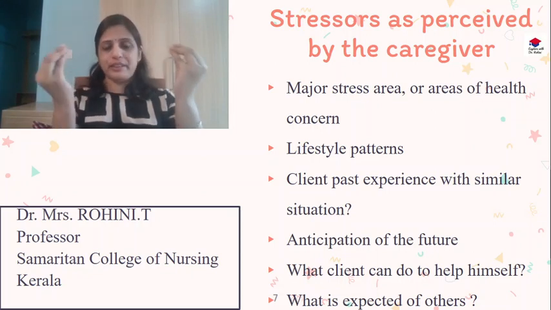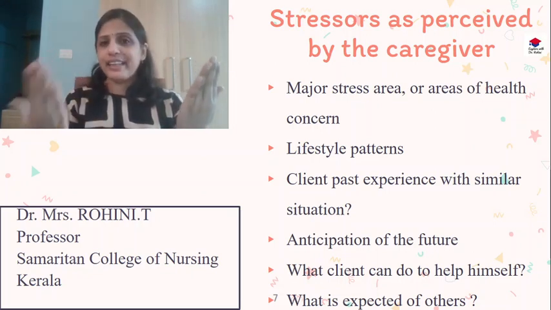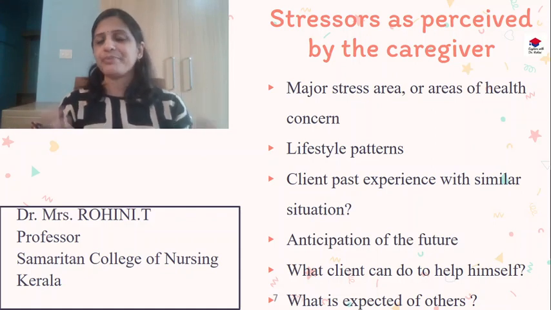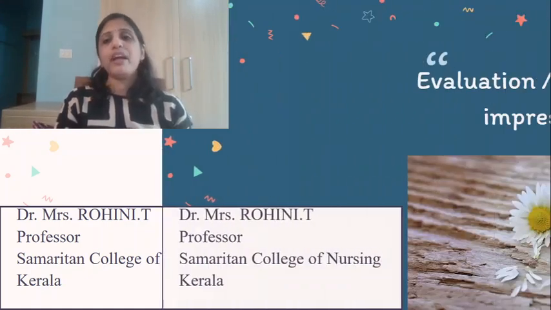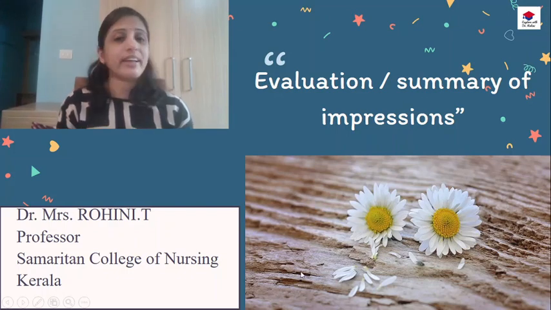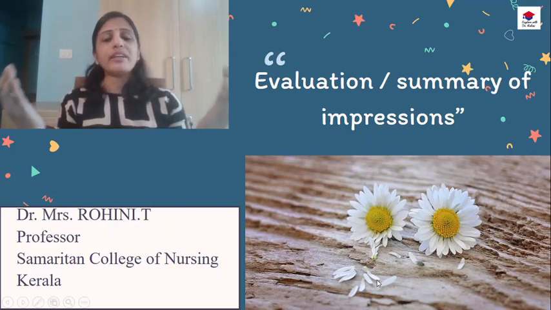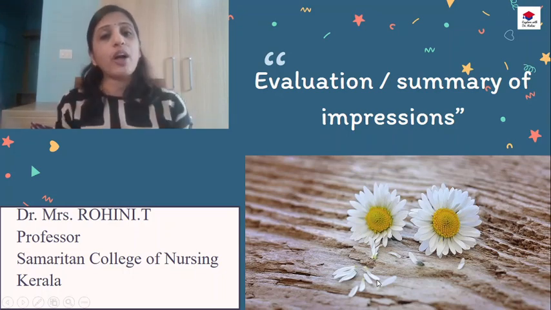Now, I get two perceptions. One is the perception of the patient. The other is the perception of the caregiver. Next, what do I have to do? Then we have to find out the summary of impression. I have collected data from the patient, I have collected data from the caregiver. Now I'm going to assess what gets along and what is not getting along.